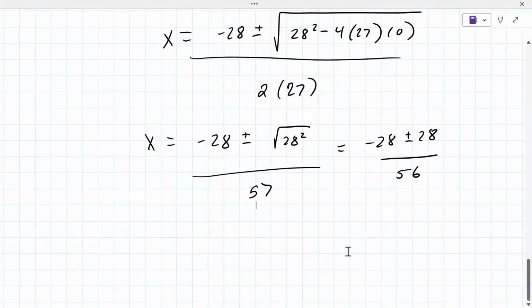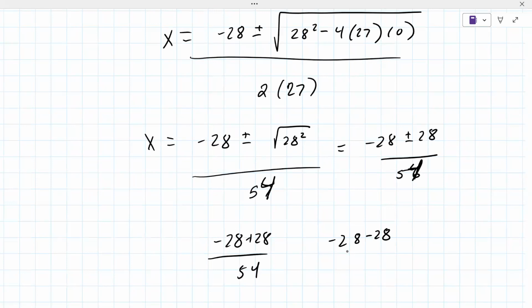All right, and so it either ends up being minus 28 plus 28 over, sorry, 54, not 57, 54. Or it ends up being minus 28 minus 28 over 54, which is minus 56 over 54. This first one is 0. This ends up being minus 28 over 27. That's your second answer.